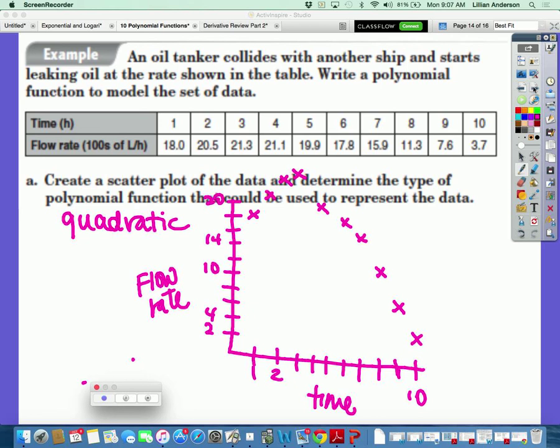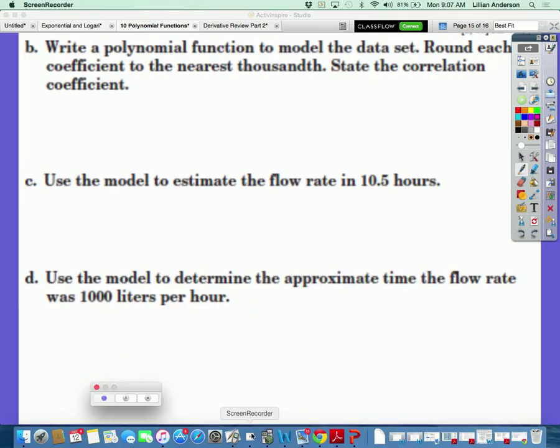So for part B, it's asking us to write a polynomial function to model the data set. Round the coefficients to the nearest thousandth. How many decimal places is that? 3. And then state the correlation coefficient. Now realize this is something that we do in the calculator, okay? So we'll go back to our calculator.